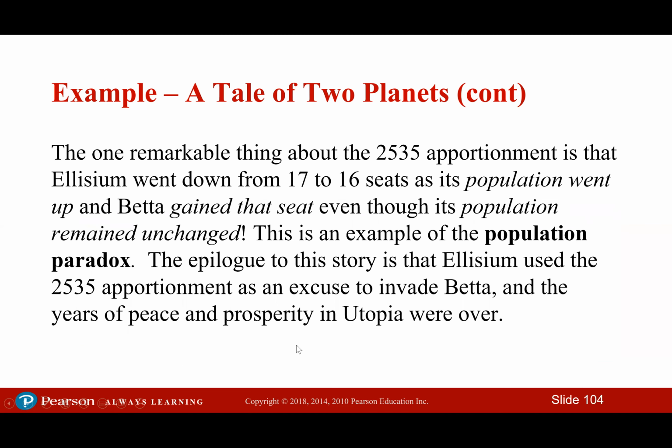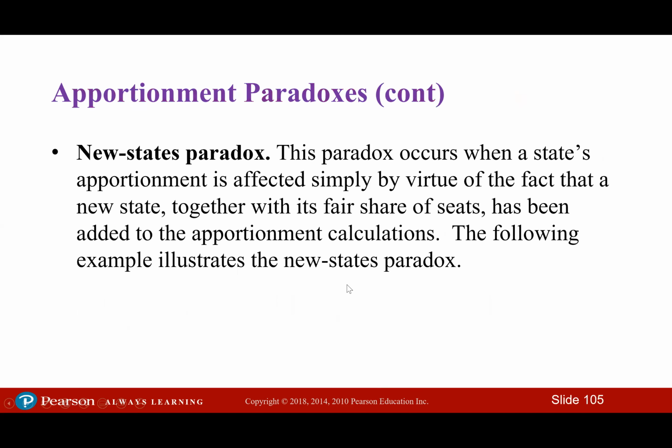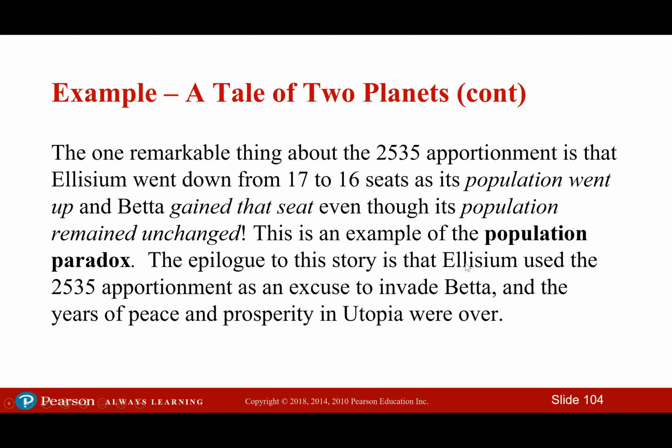All right, one remarkable thing about the 2035 apportionment is that Elysium actually went down in seats, even though their population went up. Beta gained a seat even though its population remained unchanged. Does that happen? It's because the divisor changed. Elysium then used this apportionment as an excuse to invade Beta, and the years of peace were over.